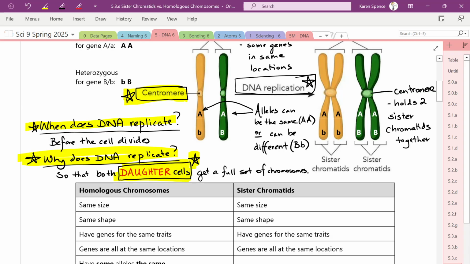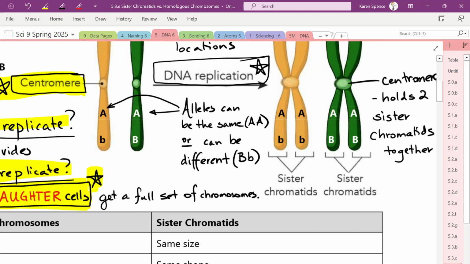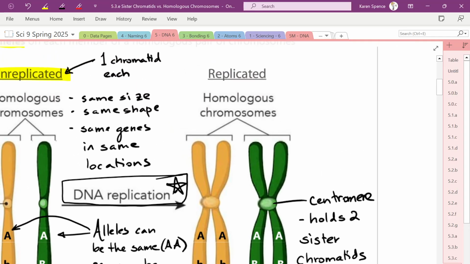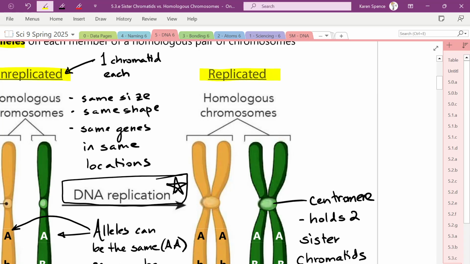Okay, so if we go back and we look at our homologous chromosomes, once they are replicated, how many chromatids each do they have? They have 2 chromatids each. Are the chromatids similar, or are they different, or are they the same? Identical. Sister chromatids are identical.